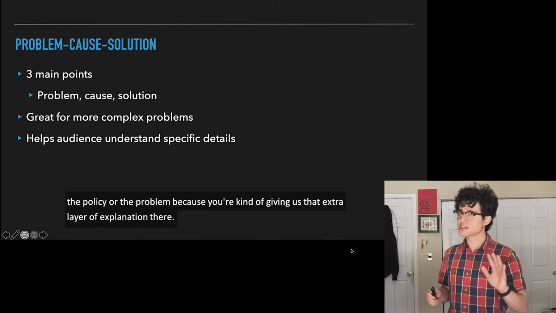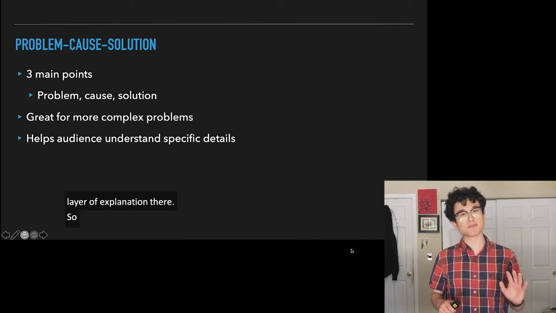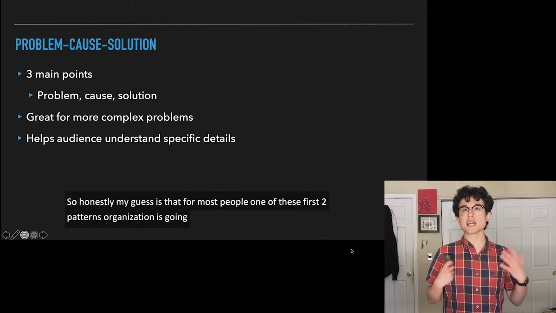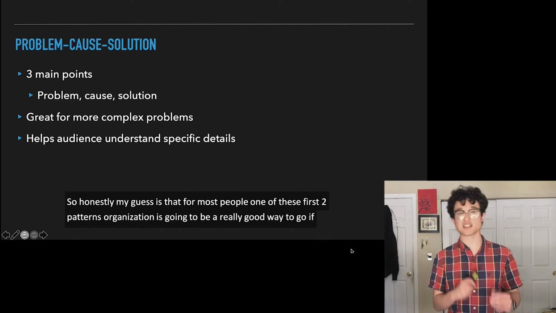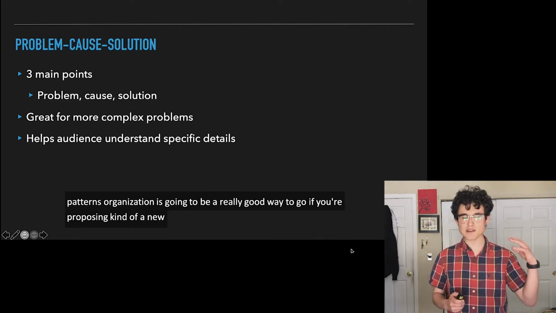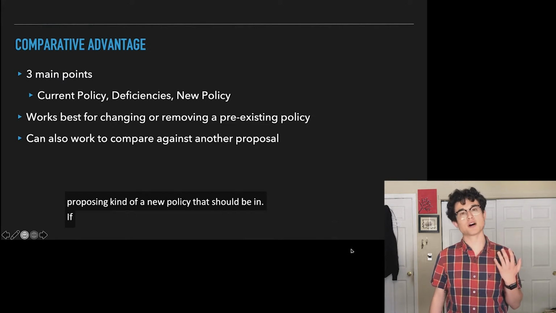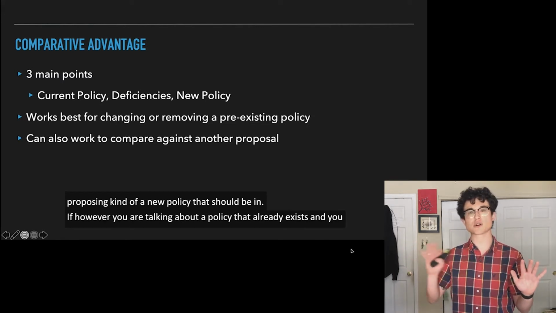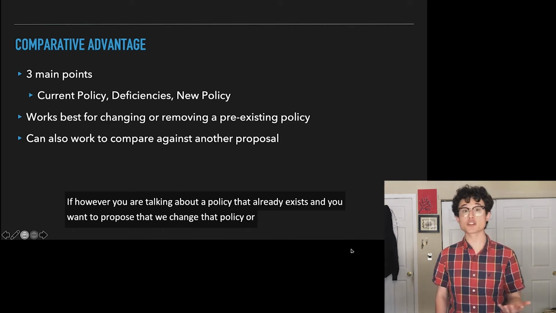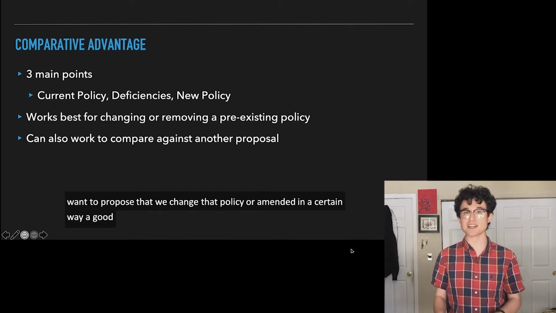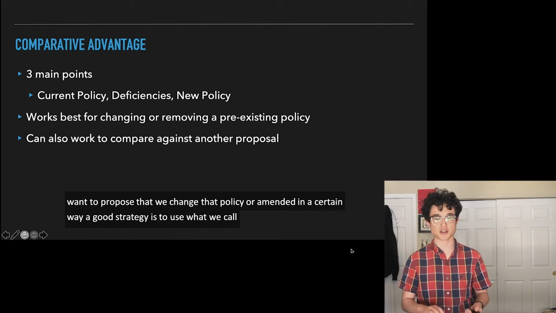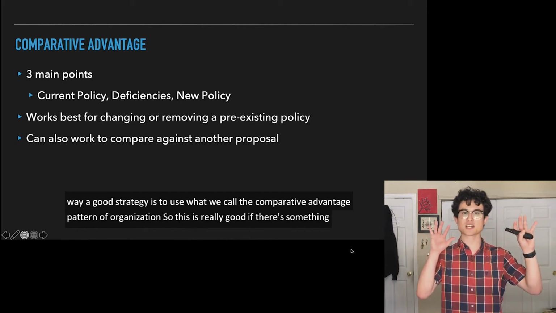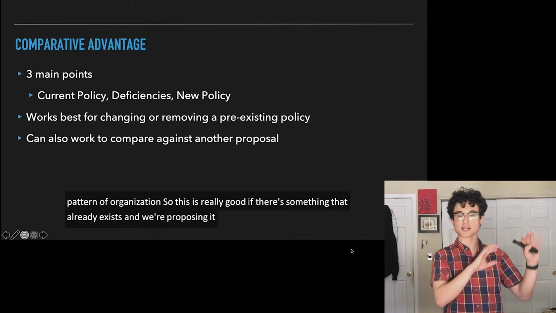So honestly, my guess is that for most people, one of these first two patterns of organization is going to be a really good way to go if you're proposing kind of a new policy that should be implemented. If, however, you are talking about a policy that already exists and you want to propose that we change that policy or amend it in a certain way, a good strategy is to use what we call the comparative advantage pattern of organization. So this is really good if there's something that already exists and we're proposing a change to that policy that already exists.